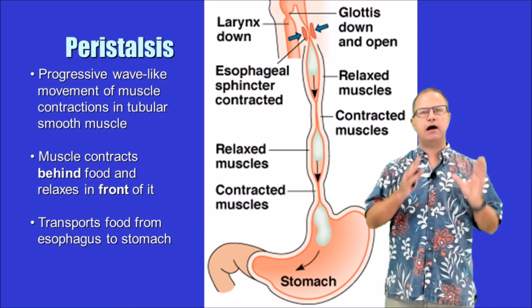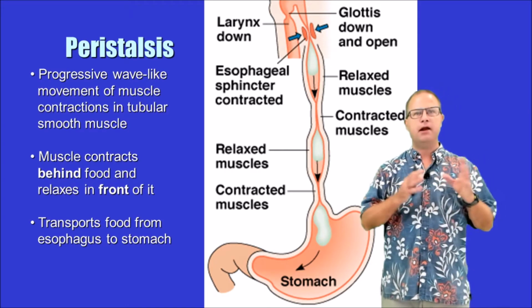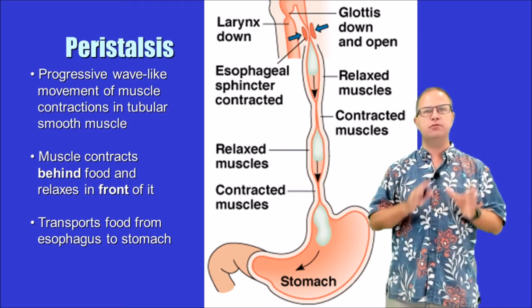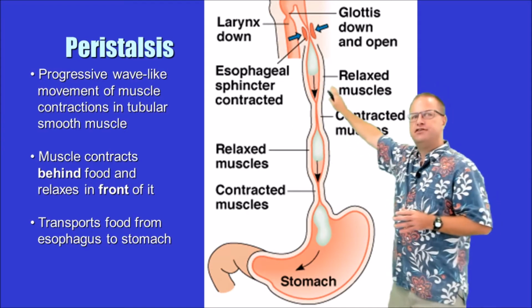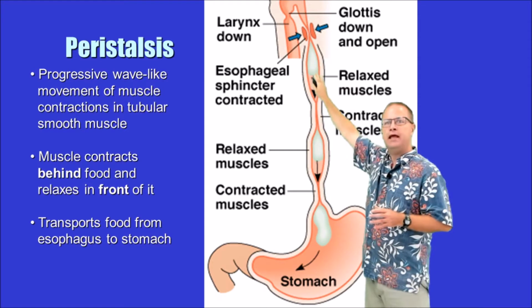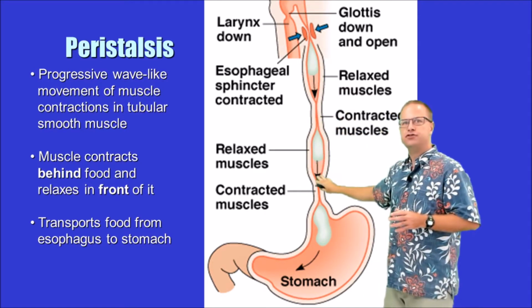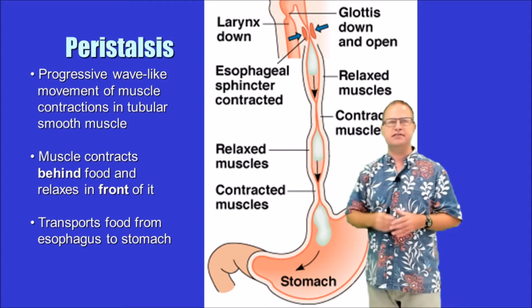Okay, once you've swallowed that food, what happens next? Well, now we go through the process of peristalsis. Peristalsis is involuntary smooth muscle contraction. So what we can see here is we have this bolus of food up here, and we have smooth muscle contraction behind the food and relaxation in front of it. And so that basically results in a directional movement until we get that food into the stomach.